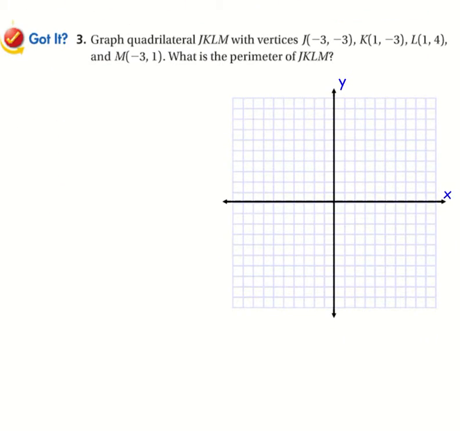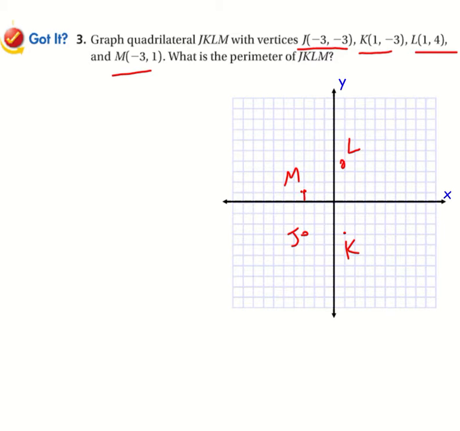So what you're going to do now is graph these 4 points and find the perimeter of the shape. I'm just going to graph them with you right now. Here we have point J, point K, then we have L, and then we have M. Oops, I put M in the wrong spot. M is all the way down here.